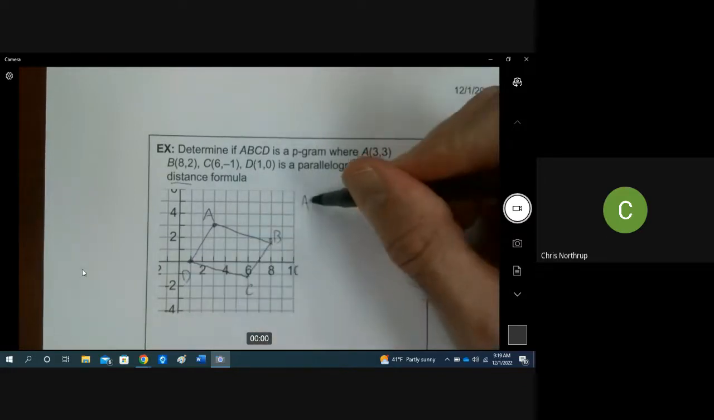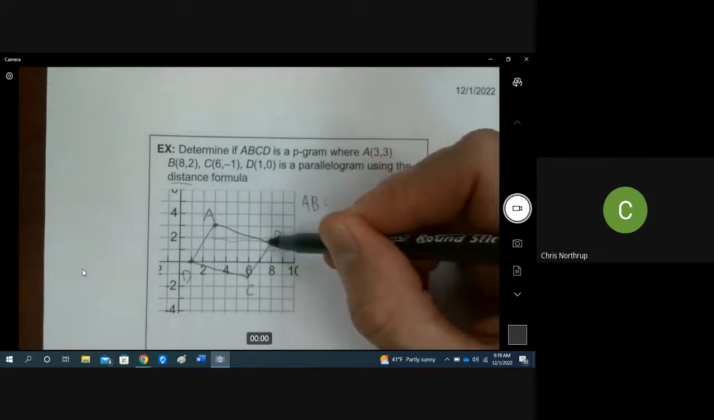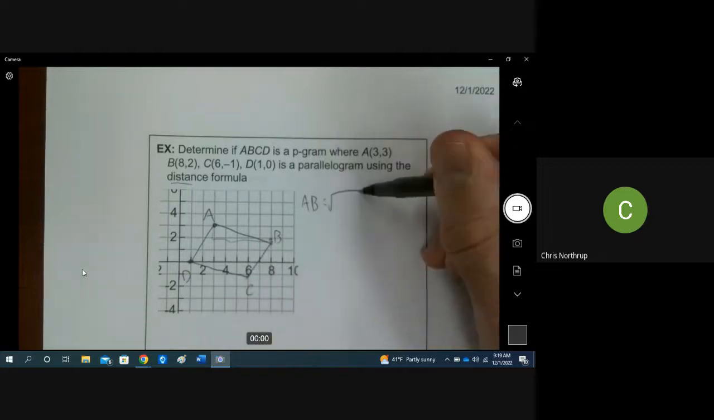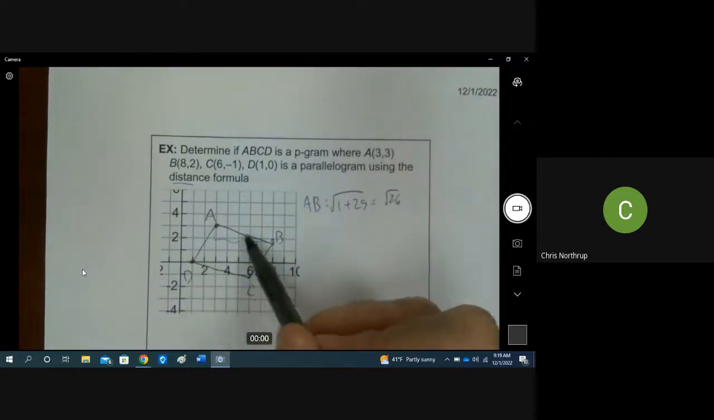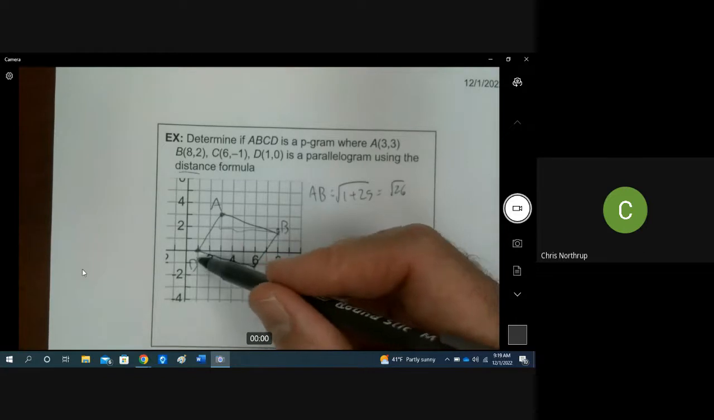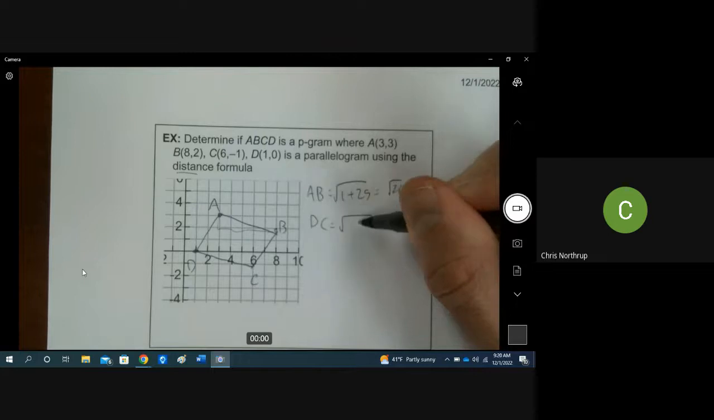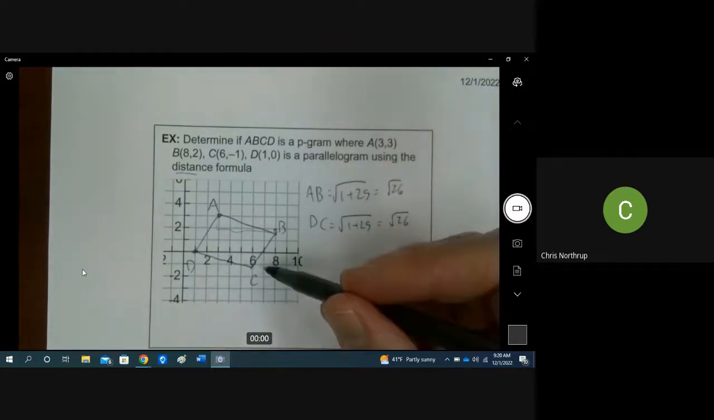So let's check AB. Now you can use the Pythagorean theorem. That right triangle has sides 1 and 5. So that's the square root of 1 squared plus 5 squared, so square root of 26. Let's check DC because those sides are opposite. If DC isn't congruent to that, we can just stop right there because we found one pair of opposite sides that are not congruent. 1, 5. Okay, so DC and AB also have the same length, so now we have to check the other sides.